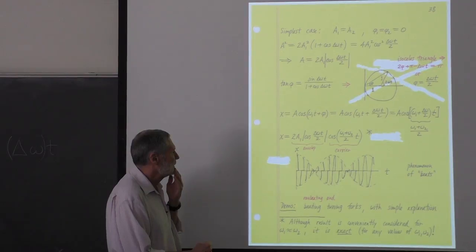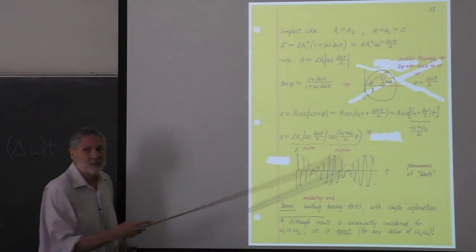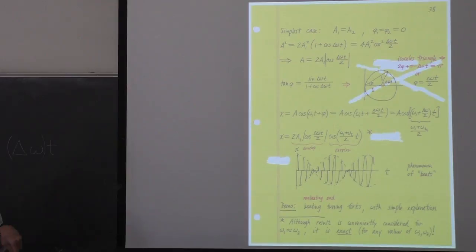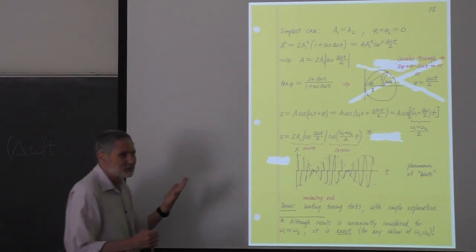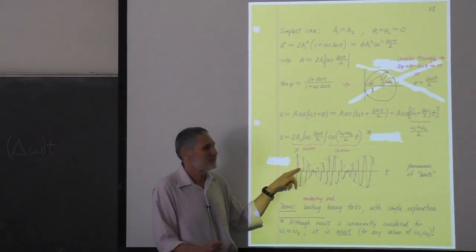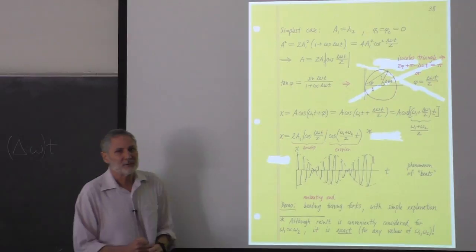There's something else I wanted to say here. Let's ask, what if A1 does not equal A2? I'm not asking you to go through the analysis, and you don't want to. Trust me. You know what's going to happen here. Are we going to get perfect destructive interference? No. It's going to be a minimum, though. You'll still get the beating, but they won't be perfect beats.